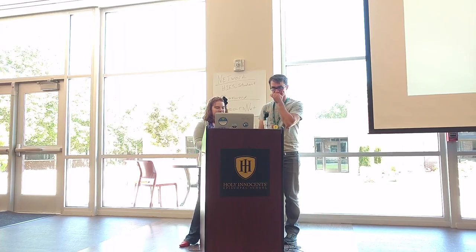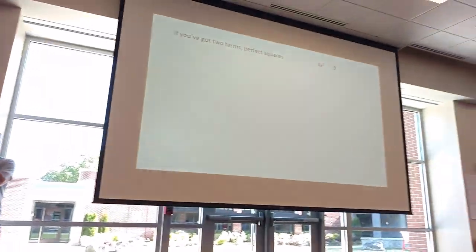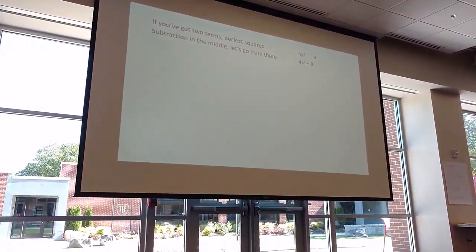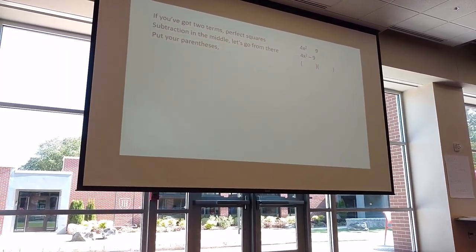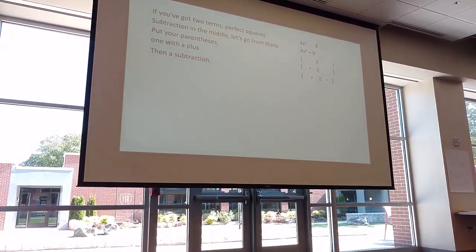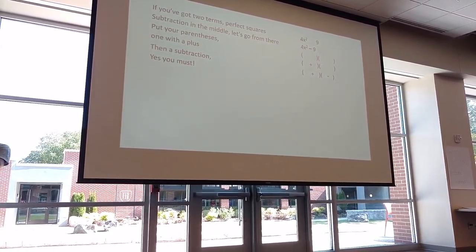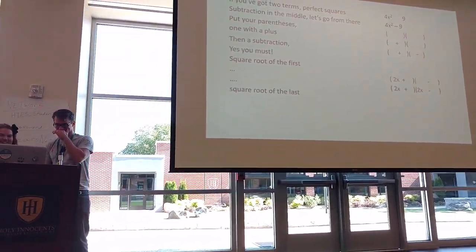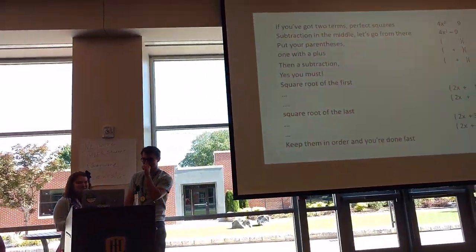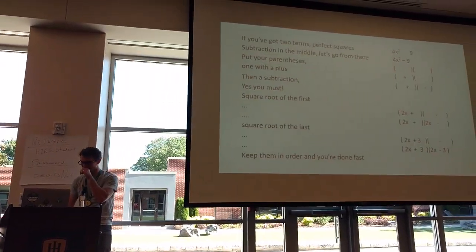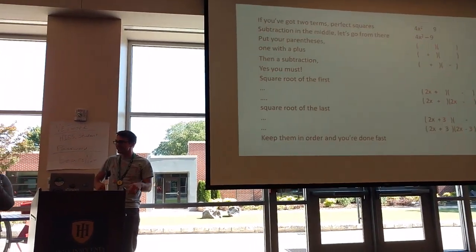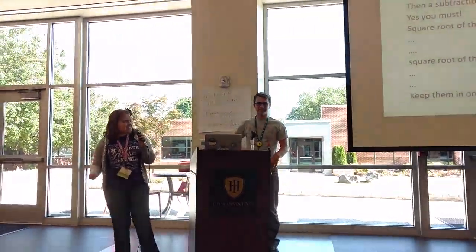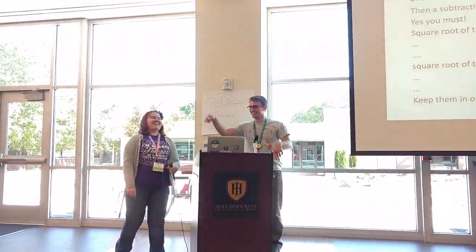If you've got two terms perfect squares, subtraction in the middle, let's go from there. Put your parentheses, one with a plus, then a subtraction. Yes, you must. Square root of the first, square root of the last. Put them in order and you're done fast. It's a difference. Difference of squares. It's a difference. Hey! Difference of squares.